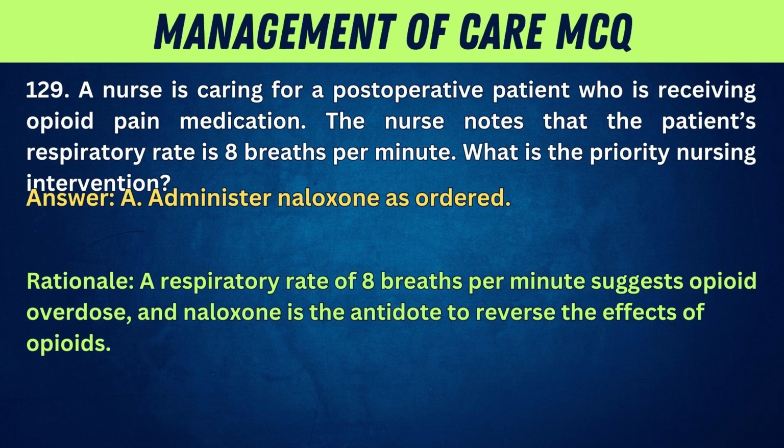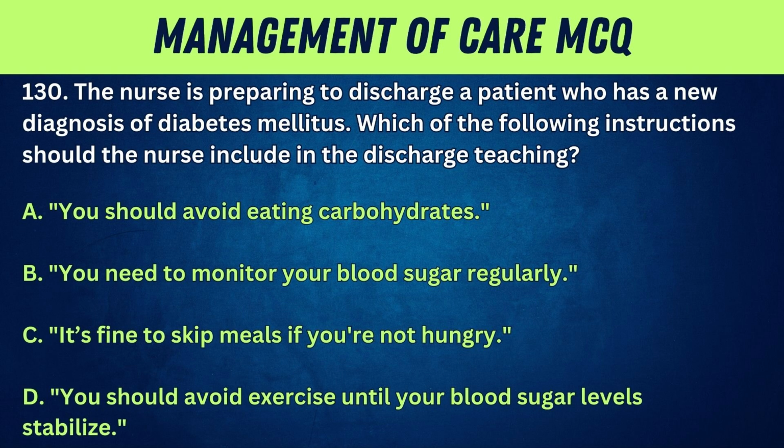Answer. A. Administer naloxone as ordered. Rationale. A respiratory rate of 8 breaths per minute suggests opioid overdose, and naloxone is the antidote to reverse the effects of opioids.